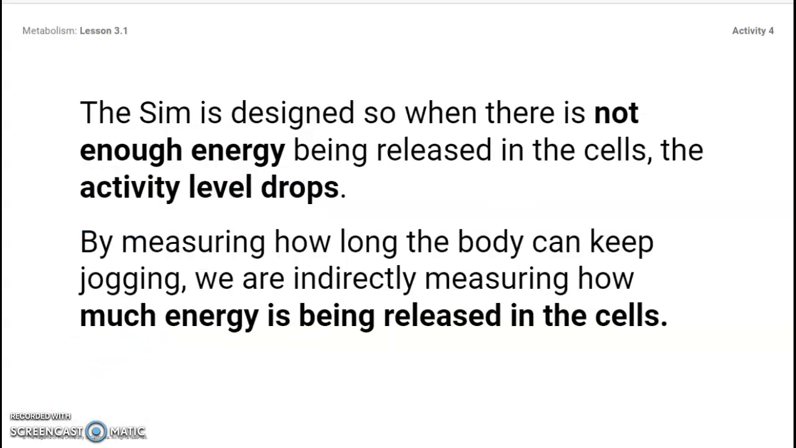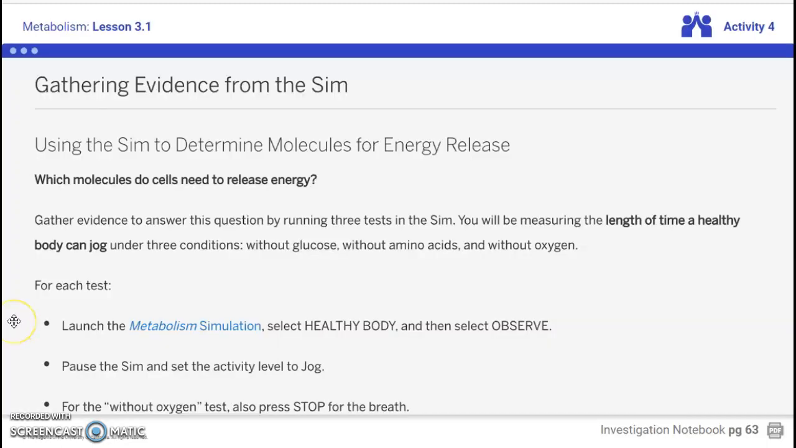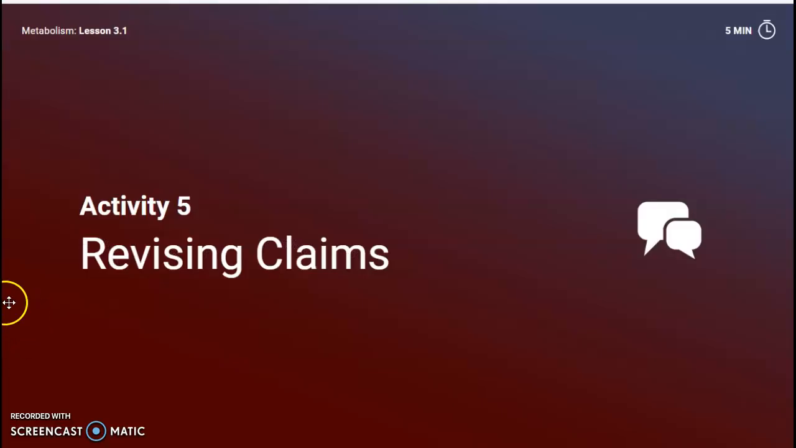So your sim is designed so that when there is not enough energy being released in the cells, the activity level drops. And by measuring how long the body can keep jogging, we're actually indirectly measuring how much energy is being released in the cells. So please make sure you hop back into activity 4 and complete the sim and answer the questions that go along with the sim at the bottom on that table we just showed you. And pause the video here to finish activity 4 before we start activity 5.